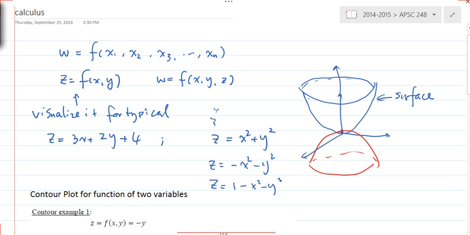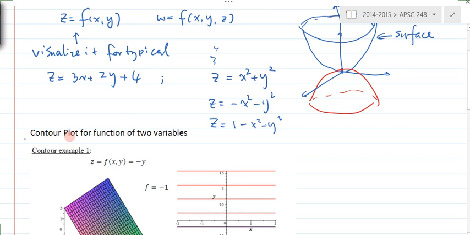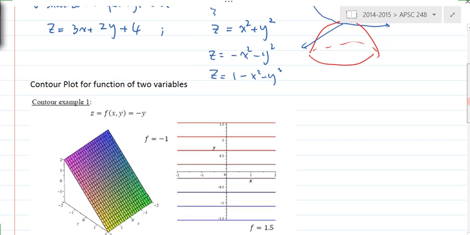Besides drawing it out, we have another way to illustrate this kind of function of two variables. The other one is the so-called contour plot. So this you can call a surface plot, which is usually more straightforward. The other one is called a contour plot. So what's a contour plot then?